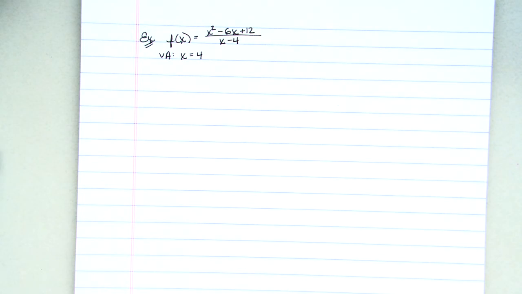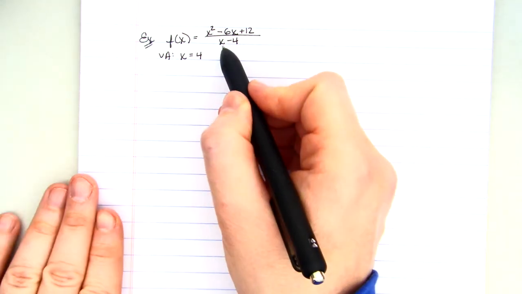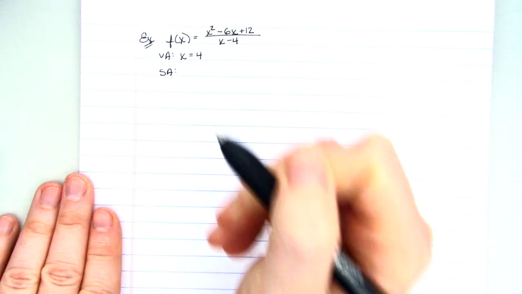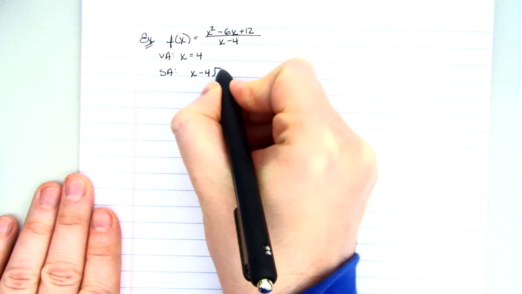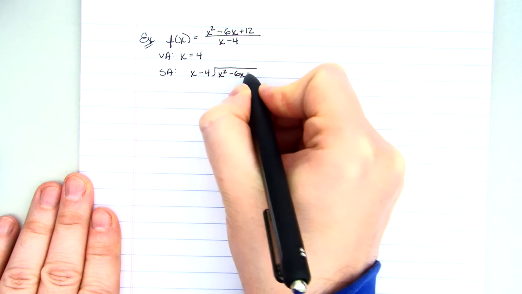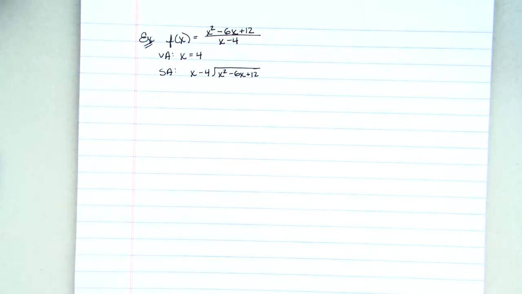Next, will there be a horizontal asymptote or will there be a slant asymptote? Because the degree of the numerator is 1 more than the degree of the denominator, there is a slant asymptote. We're going to find it by doing some division. I'm going to divide x minus 4 into x squared minus 6x plus 12. Go do the division, and then please tell me the equation of the slant asymptote.